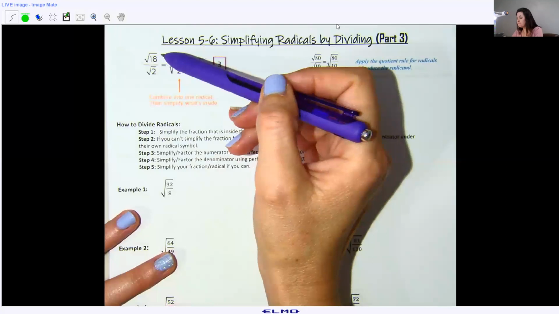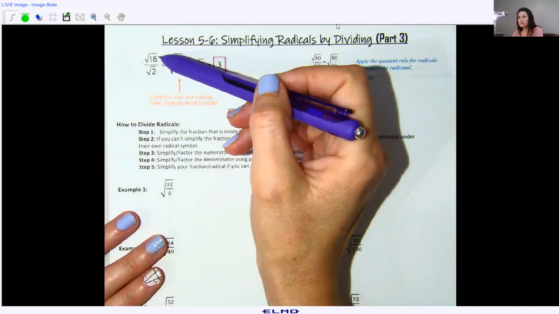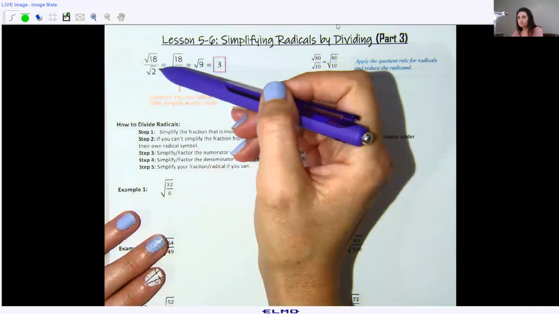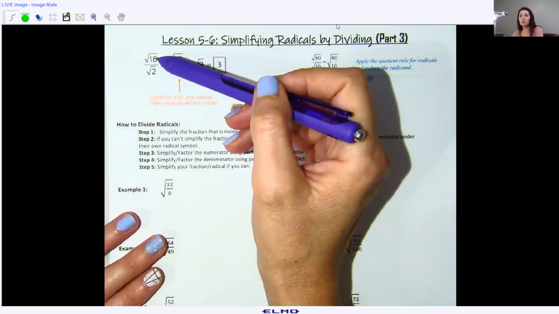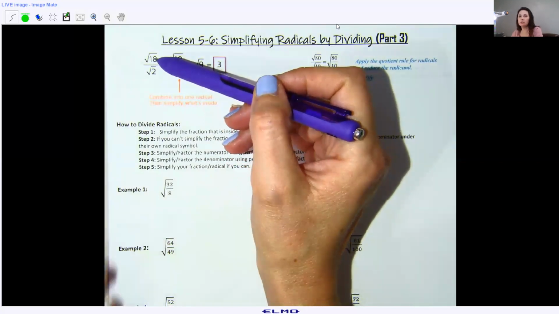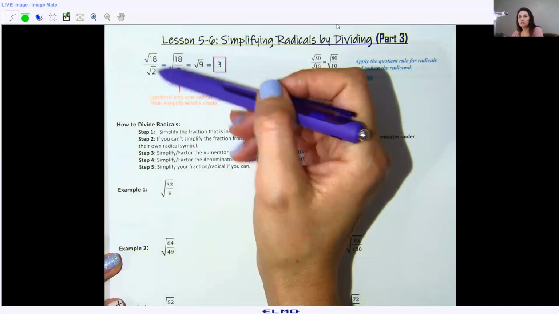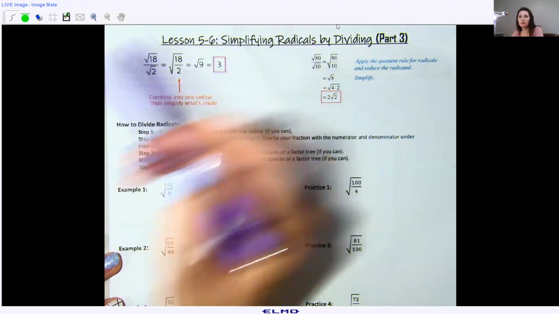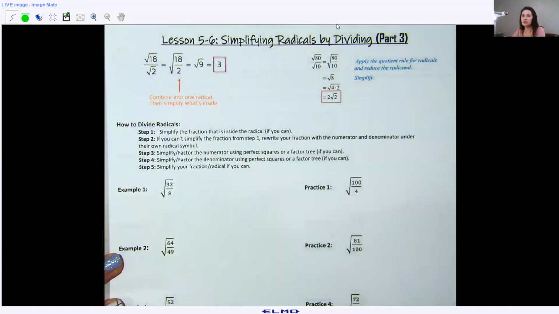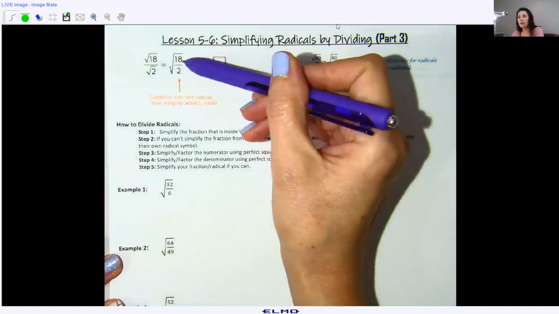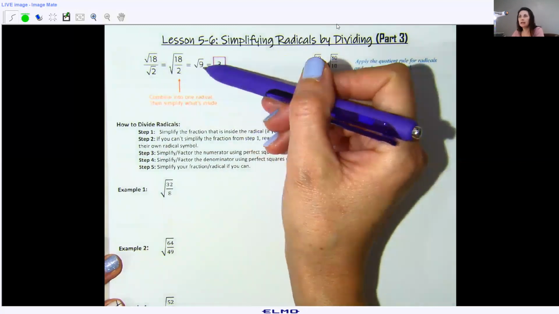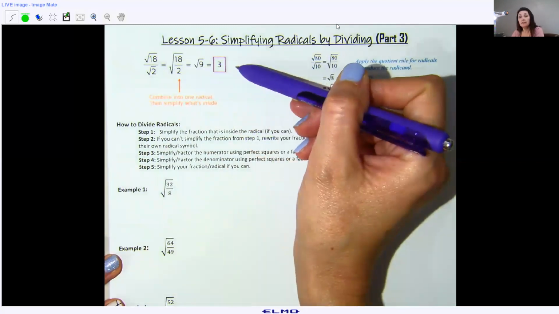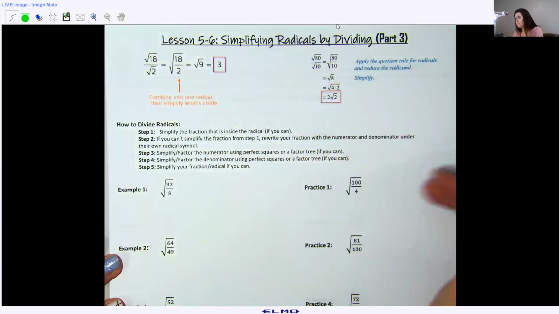Whenever you see a division problem like this, and you are able to evenly divide out the numerator and the denominator, it's the same as putting them both under one full radical, the numerator and the denominator. We see here that 18 divided by 2 is 9, and the square root of 9 is 3. And this is pretty much what we're doing today.